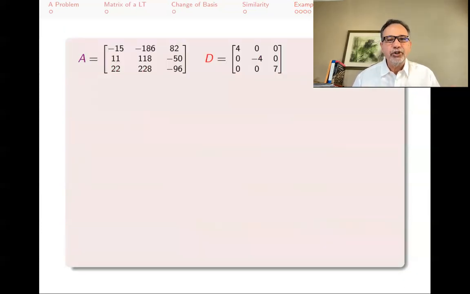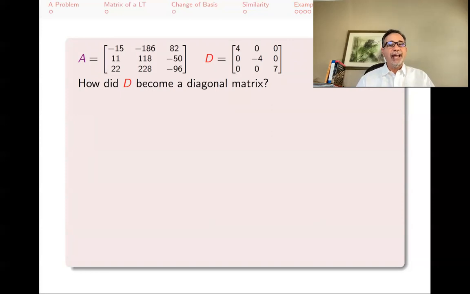So we had this matrix A and matrix D, and these were similar to each other. And the key to that was that basis B. And the question we have is: what kind of a basis do we need so that the matrix of LA with respect to that is a diagonal matrix?